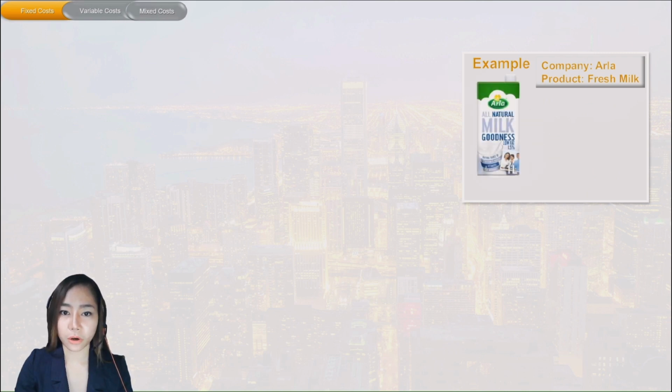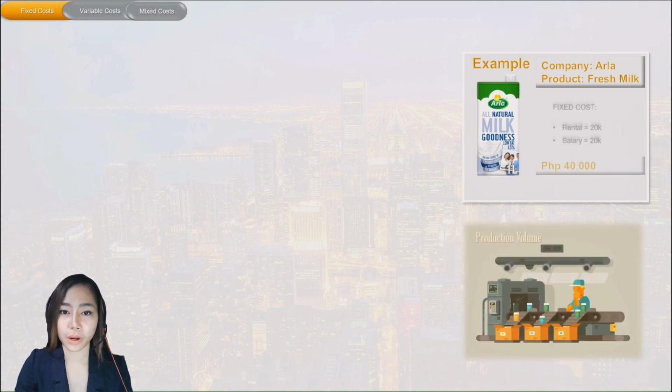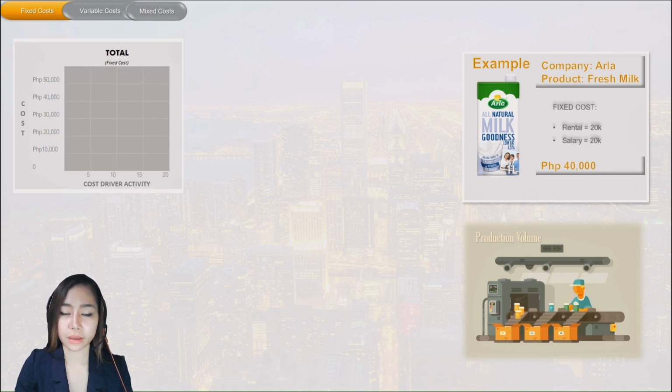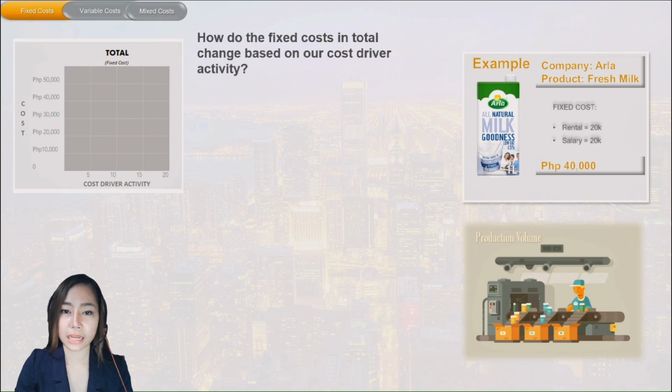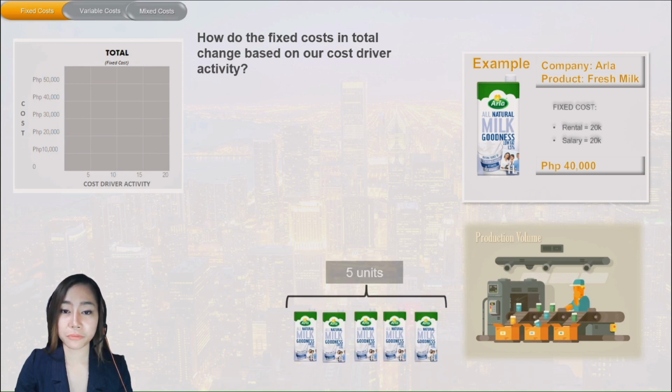Let's say our company is Arla and our product is fresh milk. So let's say we create this product and sell them at our store, and the rent and salary expense total to 40,000. So let's have a graph, on the x-axis our cost driver activity, on the y-axis the cost. So the rent and salary of 40,000. And our question is, how is this going to change based on our cost driver activity? So let's say if we produce 5 units of fresh milk, the fixed cost is still 40,000. So let's plot it in the graph so we can see the movement of it.